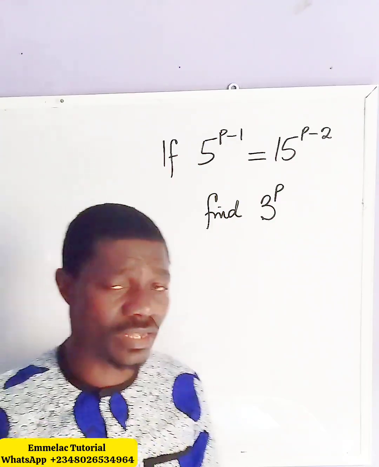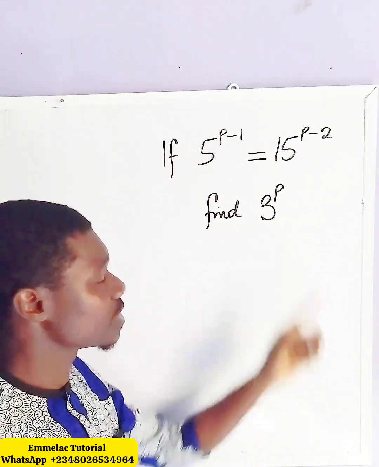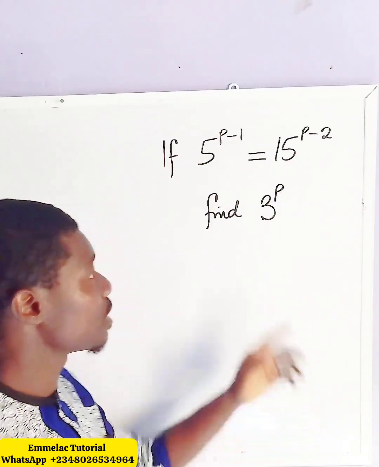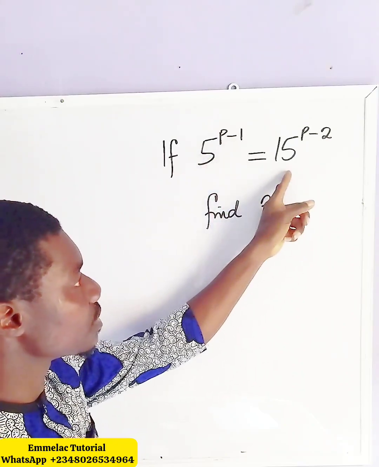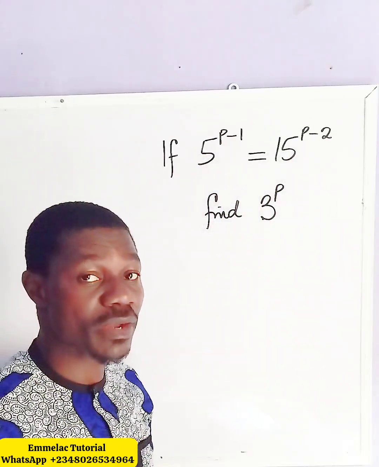Now let us find the value of 3 raised to the power of p if 5 raised to the power of p minus 1 equals 15 raised to the power of p minus 2.